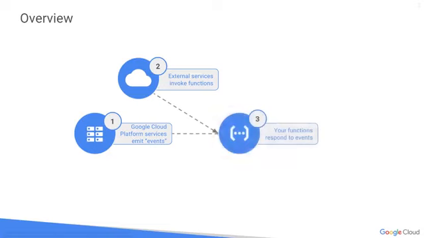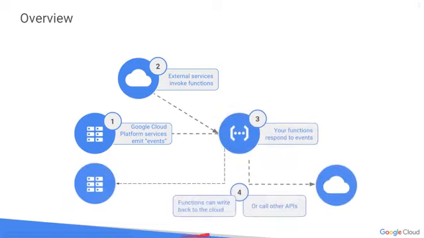Google Cloud Platform services emit events such as when files are uploaded to a Google Cloud Storage bucket or messages are published to a Google Cloud PubSub topic. External services can invoke functions in response to events in those systems, such as when a commit is made to a GitHub repository. Cloud Functions are triggered in response to these events. Cloud Functions can invoke other APIs or write data back to the cloud.